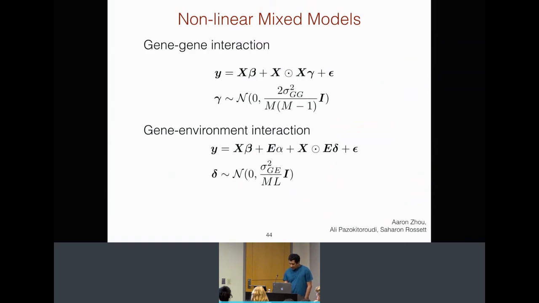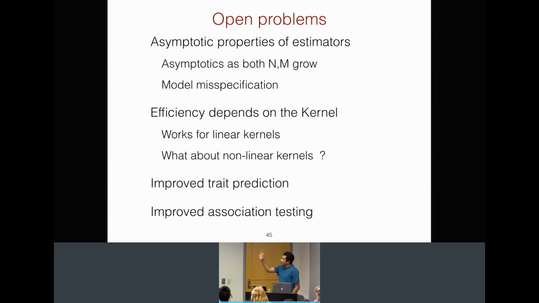All right. Still, there are lots of open problems. We'd like to better understand these randomized estimators and how robust they are. They're efficient, but their efficiency depends on the specific linear mixed models we've assumed. What about nonlinear kernels? Can we do other interesting models here?